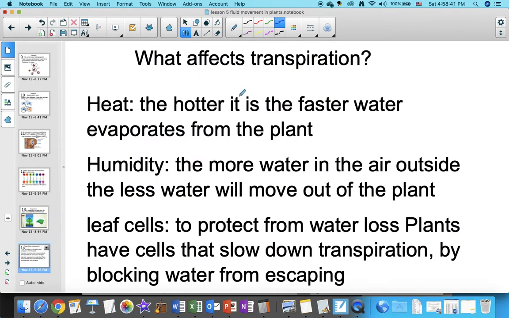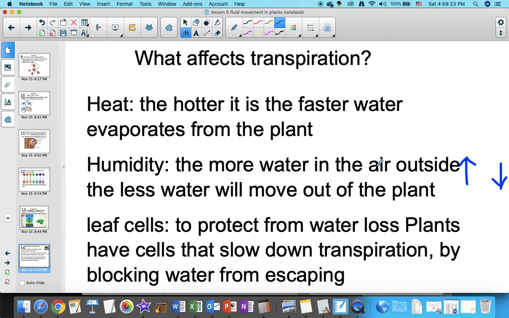So there are things that can affect how fast transpiration happens. If it's really hot, water is going to evaporate out of the plant faster. So if the leaves get hot, the water leaves the plant faster. So heat affects transpiration. Humidity affects transpiration. Humidity is how much water is in the air. So if there's a lot of water in the air, that means there's a higher concentration of water in the air. And remember, water moves from high concentration to low concentration. So if there isn't as much of a difference from the inside to outside, if the air is very wet, transpiration will move slower.